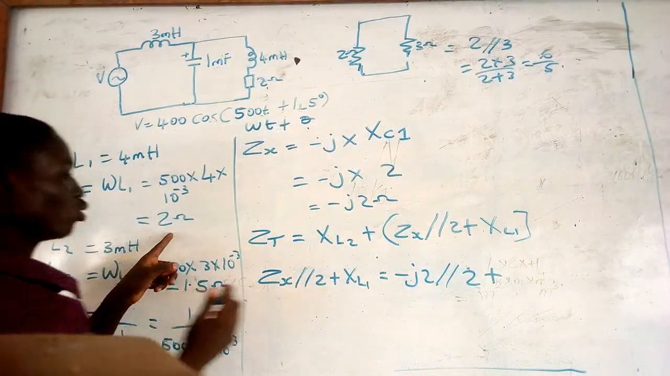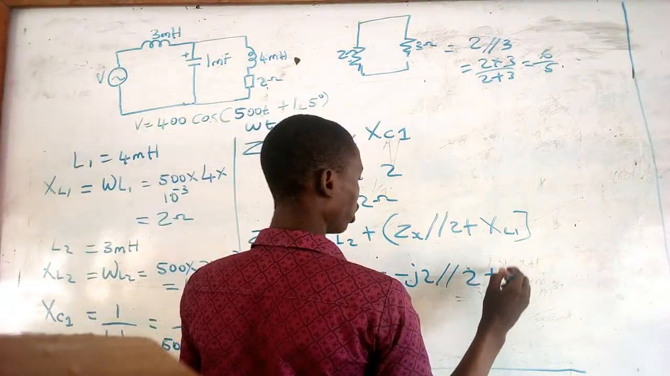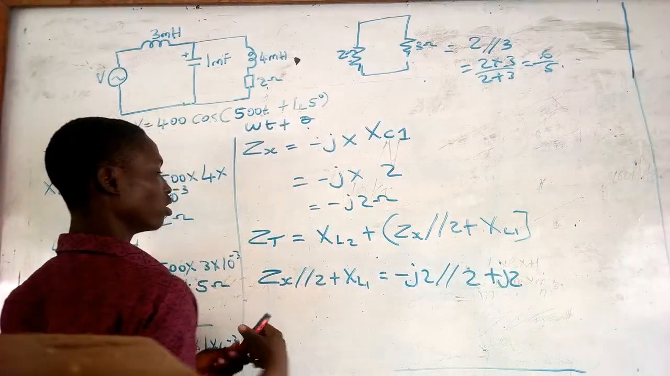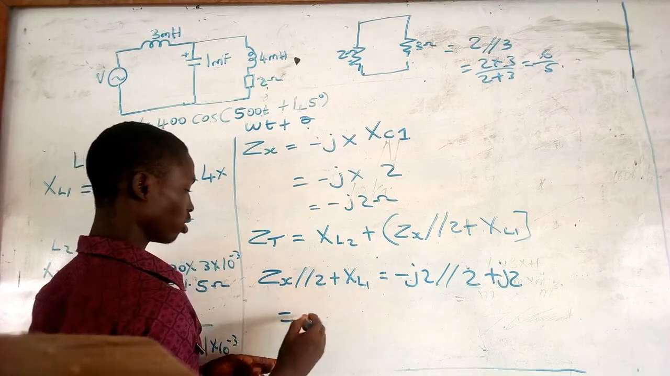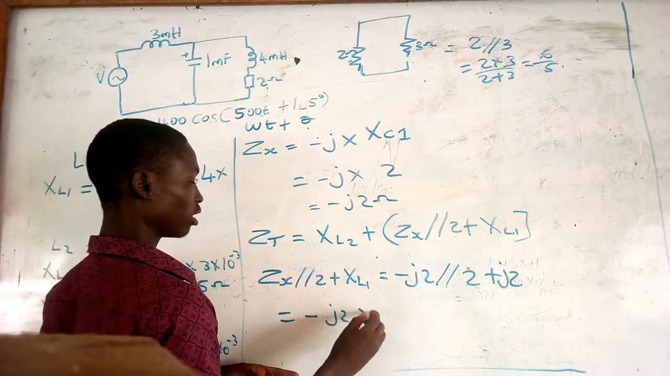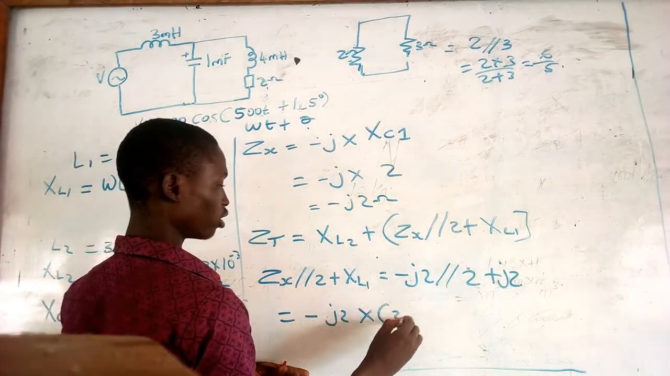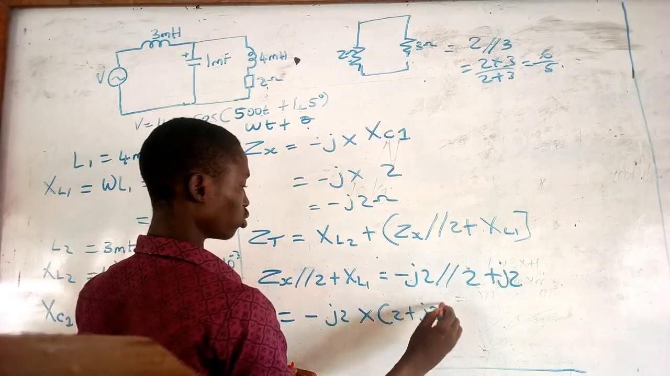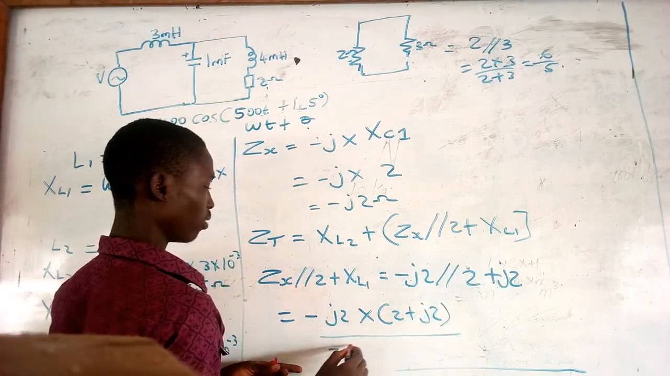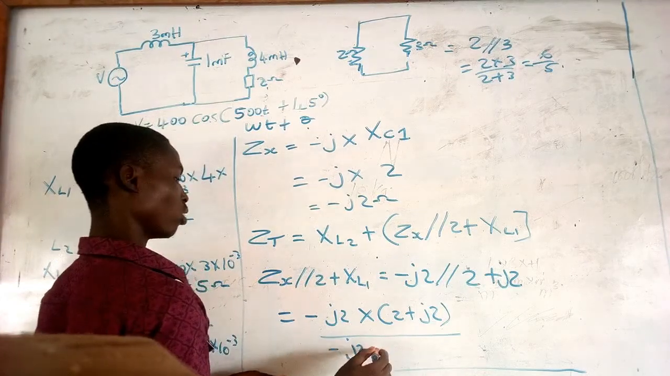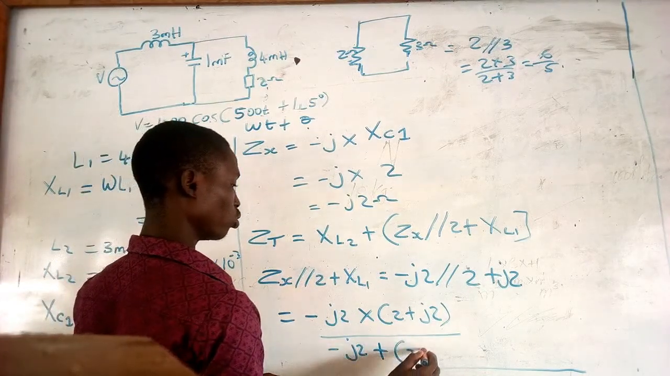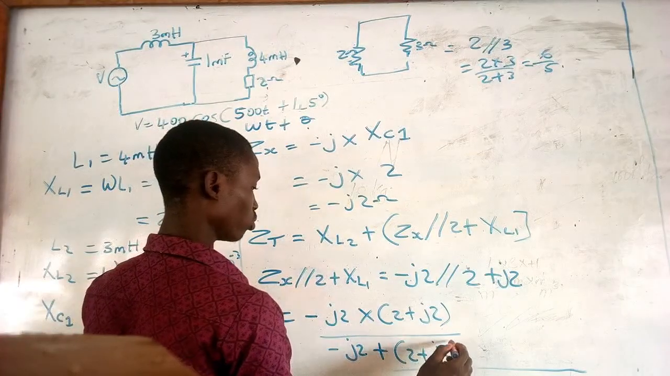jωL1 is j2, so we just have 2 plus j2, parallel to each other. This will give us minus j2 times, in brackets, 2 plus j2, over minus j2 plus, in brackets, 2 plus j2.